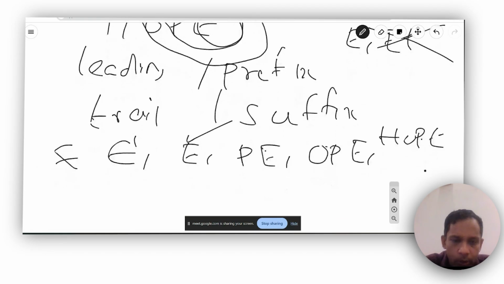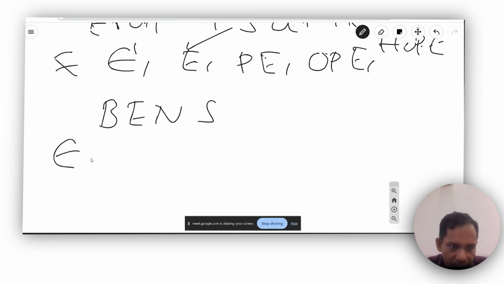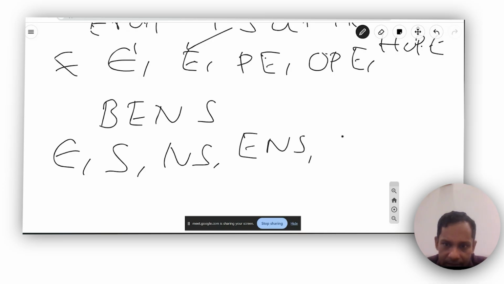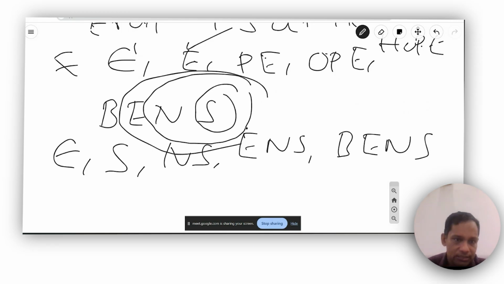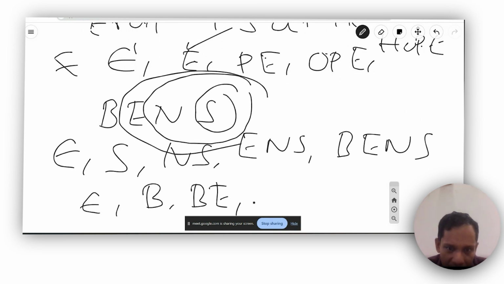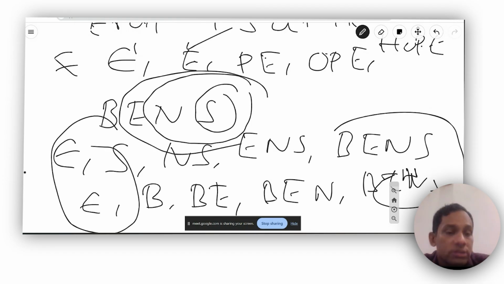Okay. For example, let us do another example. If there's a string called BENS. Epsilon, then S, then NS, ENS, then BENS. Okay, so these are the trailing characters. You take one by one. Not SN, it is NS. Then ENS, like that. What about leading? Epsilon, B. Take one by one. Again, BE, BEN, BENS. So BENS and epsilon are common to both leading as well as trailing.